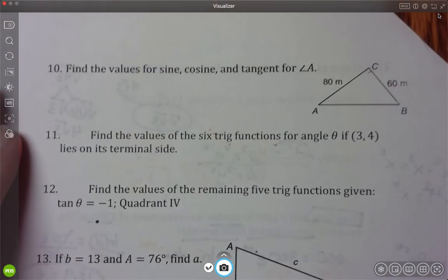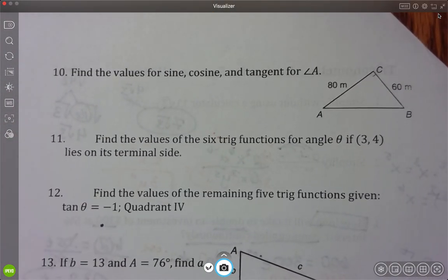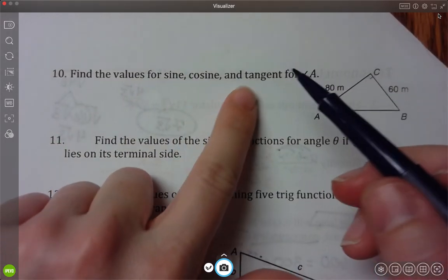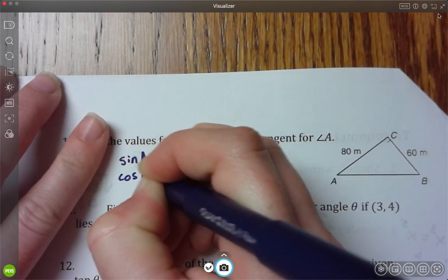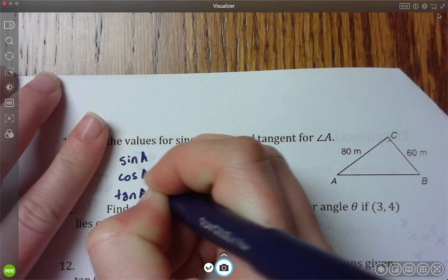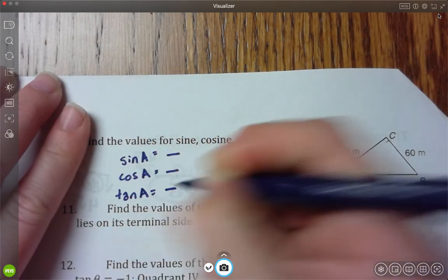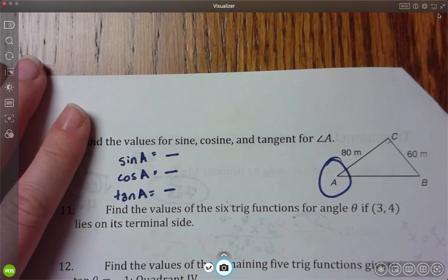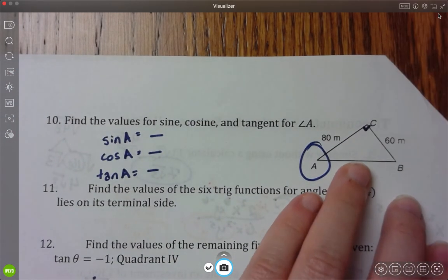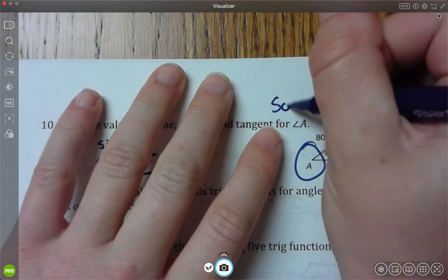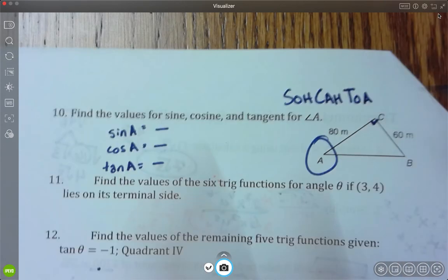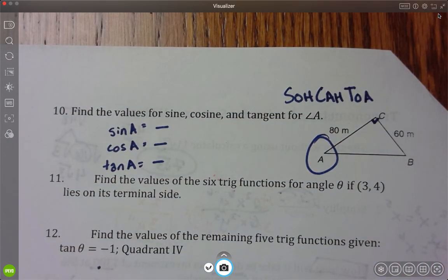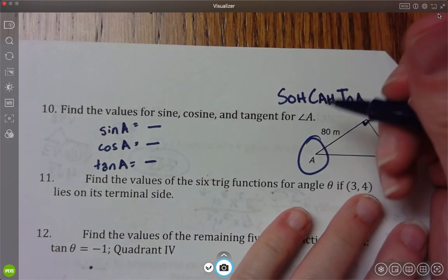Again, this is just intro to trig, so this stuff might seem pretty easy to you, and that's great. That's what it should be. Find the values of sine, cosine, and tangent for angle A. So I want sine of A, cosine of A, and tangent of A. And they want just the fractions for each one. So angle A is down over here. This is a right triangle. That's how I know that I can use SOHCAHTOA. If it wasn't a right triangle, I would have to use the law of sines or the law of cosines, which I think we'll end up doing on this sheet maybe somewhere. Not on this page though.